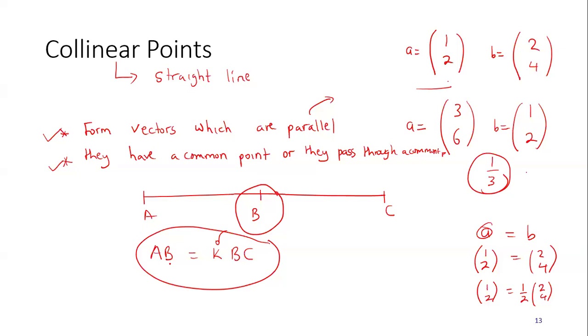Number 1, you must look out for what value, when you multiply it by the other vector, gives you exactly the other vector. Number 2, is there a common point? For this case of ours, B is a common point. Now, this is what you are going to be proving whenever they ask you to prove whether points lie along a straight line.